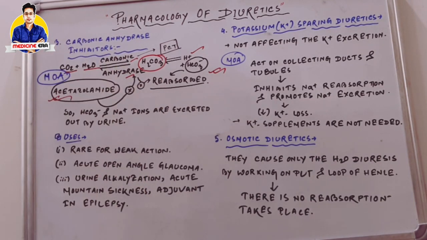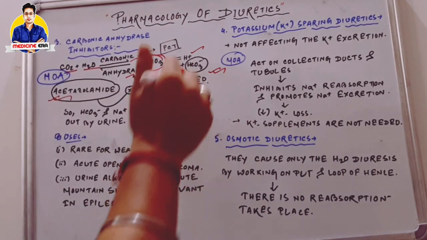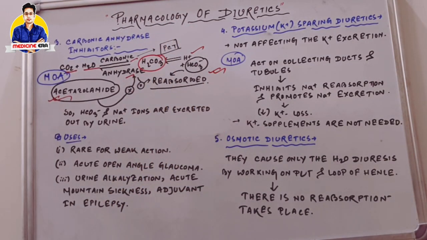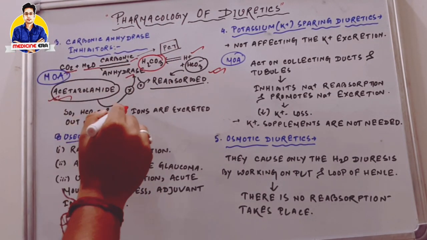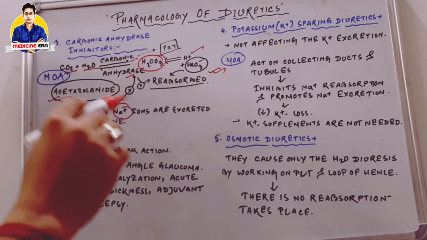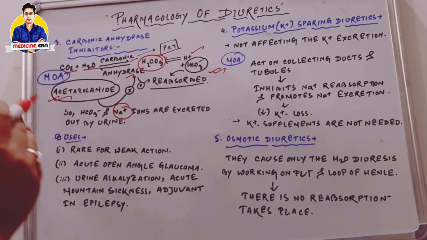By inhibiting that carbonic anhydrase, it will also inhibit the reabsorption of this bicarbonate ion. Okay, so by inhibiting the reabsorption of this bicarbonate ion, it also inhibits the reabsorption of sodium ions. So this sodium ion and this bicarbonate ion are excreted out from the body in the urine. So the urine volume is increased. So this is the main function of carbonic anhydrase inhibitors. Okay, so what are the uses?